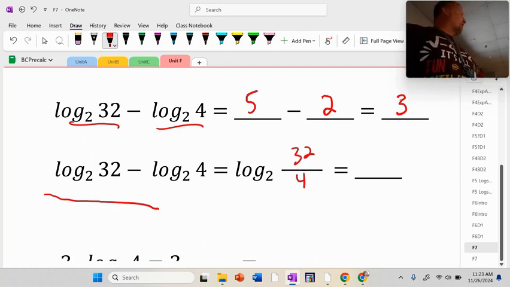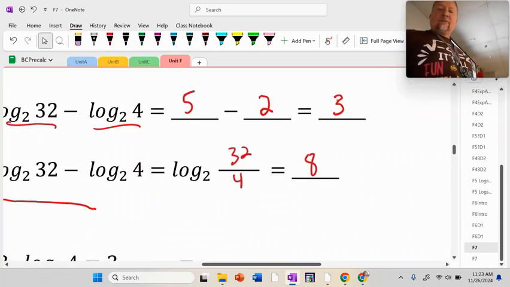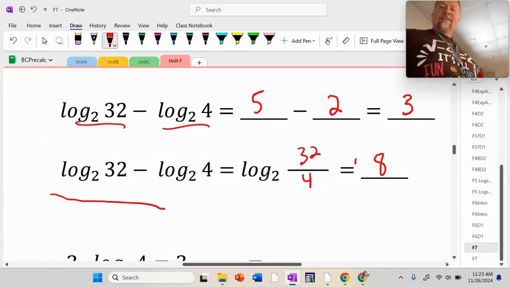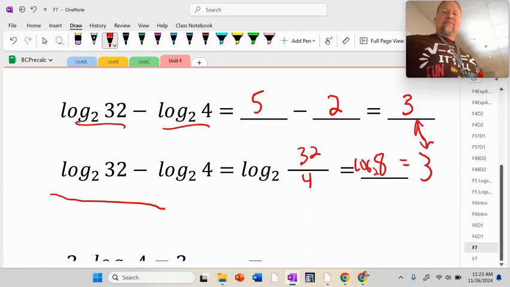All right. Anyway, what's 32 divided by 4? 8. Why? There's not enough spots here. Log base 2 of 8. What's log base 2 of 8 then? 3, because 2 to the 3rd. A lot of stuff going on here.